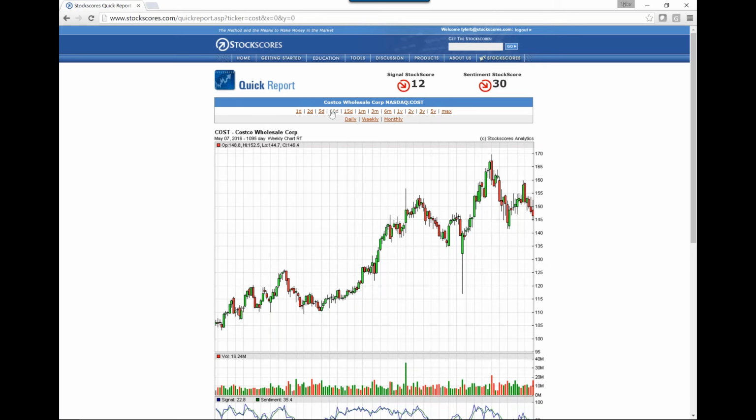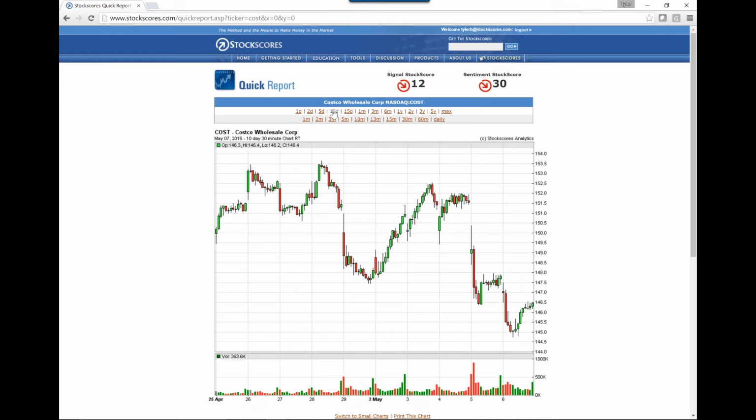If I want to look at what happened over the last 10 days, I click on the 10-day time frame and I can see that the sellers are in control, that there is pessimism in Costco right now. How do I know that? Because the tops are falling over time. And I can also see that my stock scores are low. They're red. Okay, they're 30 for the sentiment score. So in the short-term time frame, it doesn't look very good.